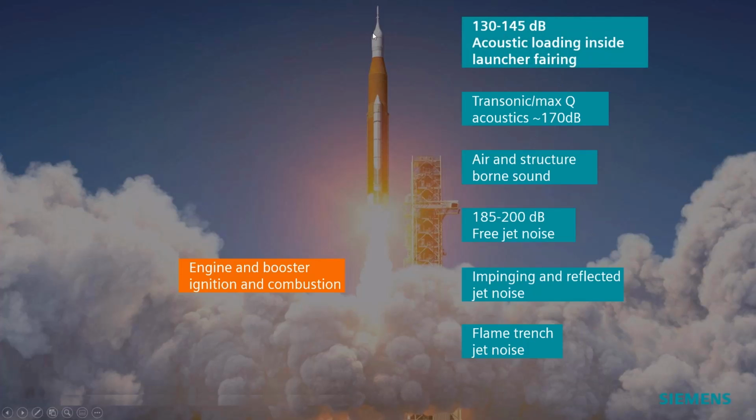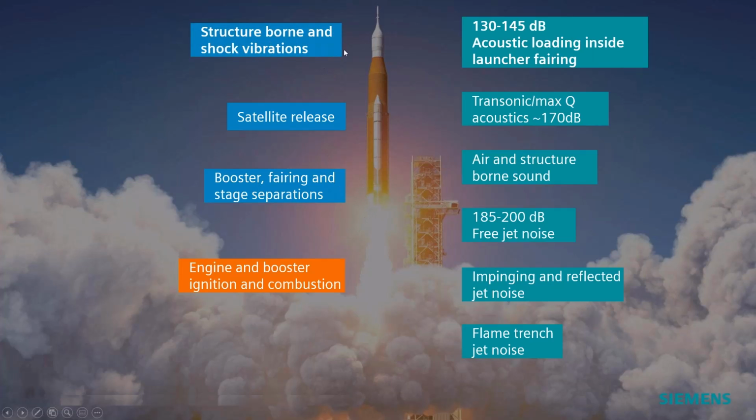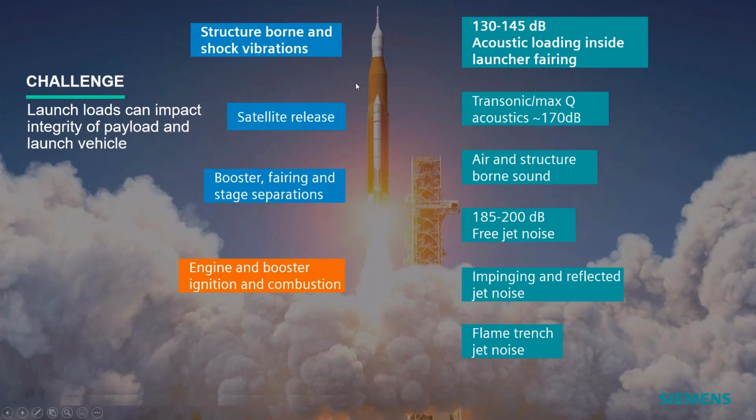And inside the fairing, where you have your test article, satellite or CubeSat or some type of reusable launch vehicle, we have all these sources of noise that can affect what's inside the launch fairing. There's also satellite release noise and stage separation and all these other things that we have to deal with when we are launching something into space. So all of these different sources for noise and vibration can affect the payload and also the launch vehicle.